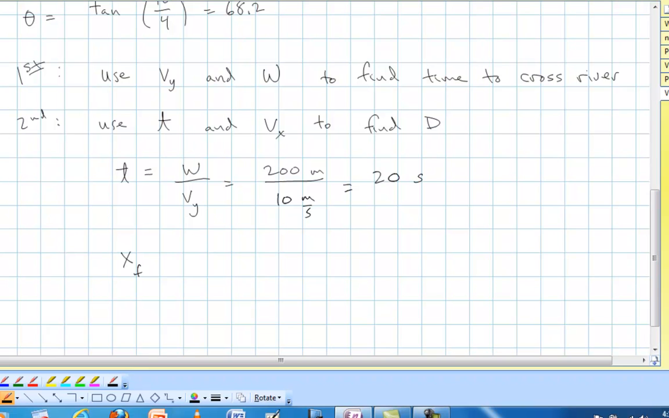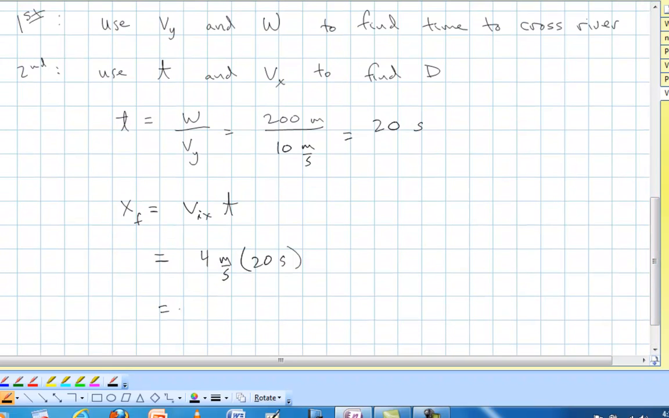And x final is v initial times time, because x initial is 0 and the acceleration in the x direction is 0. It drifts 80 meters downstream.